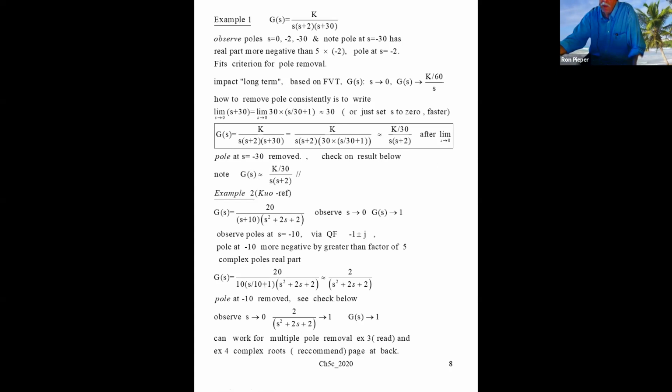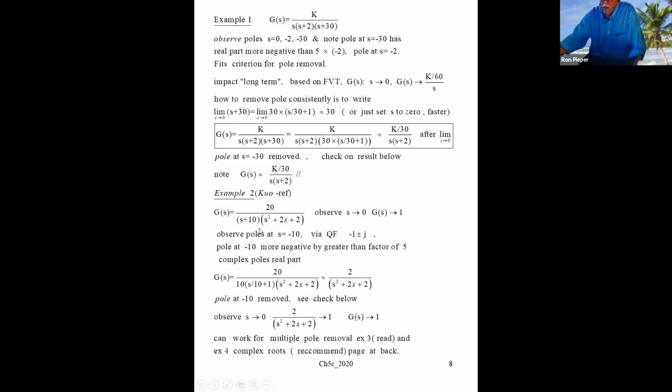Okay, now I'm going to go to the second example. In the second example, we have a quadratic, and the idea being that the quadratic can in fact have complex roots, but our guideline can be and should be based on the real part of those roots.